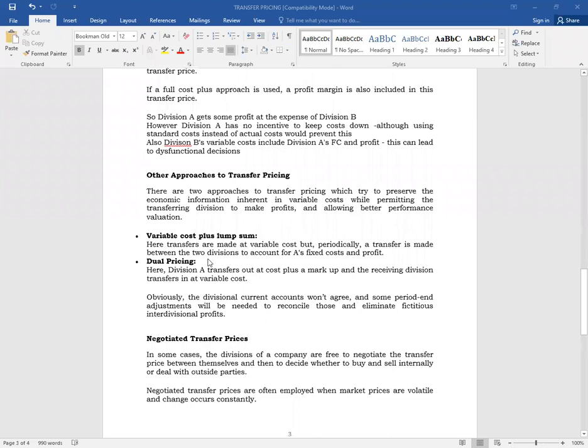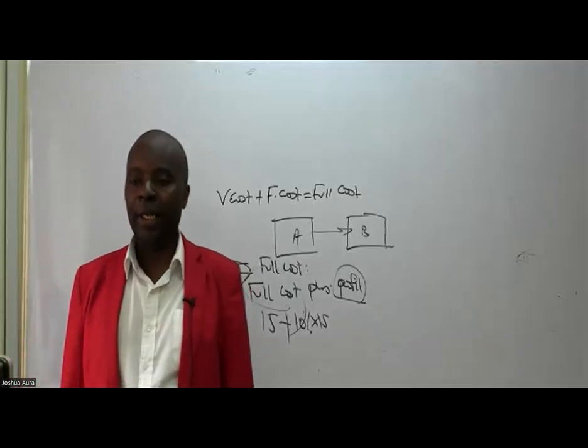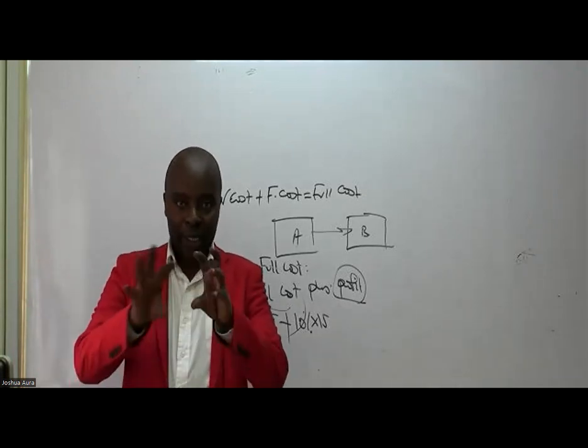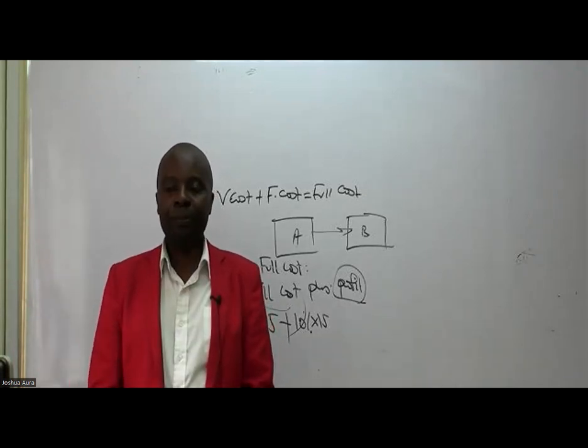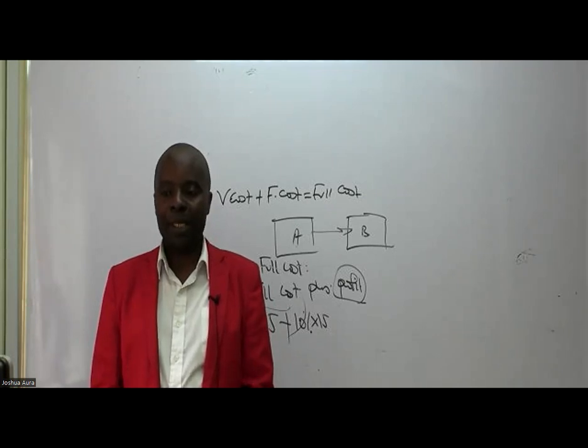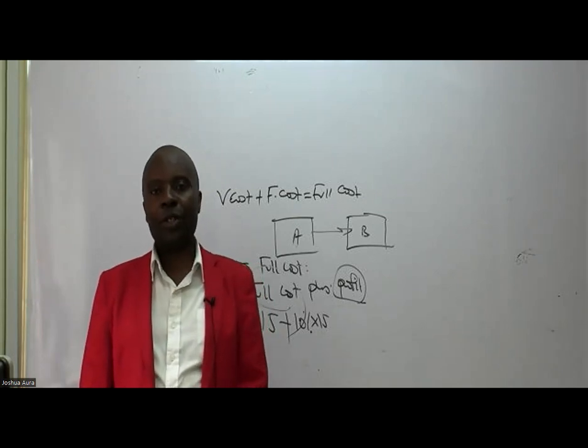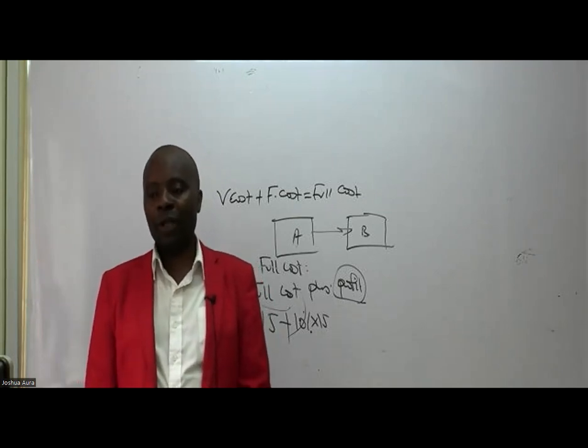Here, transfers are made at variable cost, but periodically, a transfer is made between two divisions to account for the fixed cost and profits. Is that clear, ladies and gentlemen? Is that clear? Variable cost plus lump sums. You simply say Y for yes, or N for no.